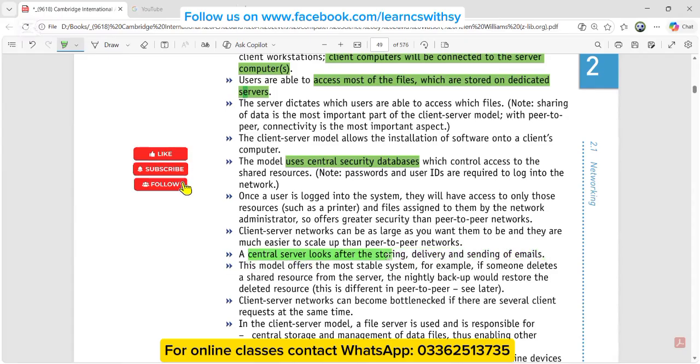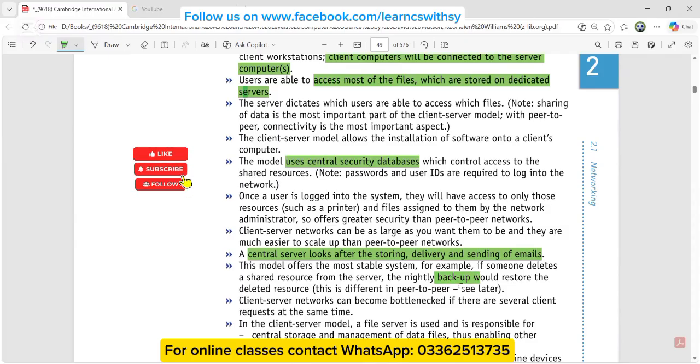So that is the main resource that is giving you the benefit of storage, and it gives you access to the stored data also. The model offers the most stable system. For example, if someone deletes a shared resource from the server, then definitely the backup is going to be there. So I'm just highlighting again the keyword backup here. Because of the backup, you do not need to worry, because the backup would be there to help you in restoring all your work.